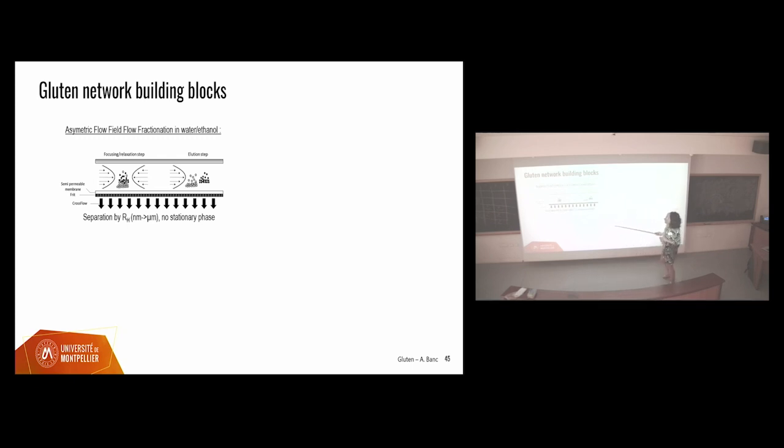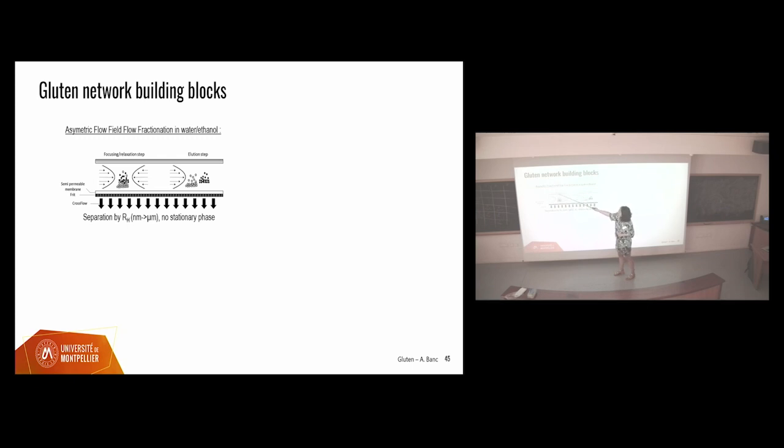The principle is to use a channel that is characterized by a frit on the bottom side and a membrane, which enables a flow of solvent in the perpendicular direction. So we used two flows, a tangential one and a perpendicular one. The tangential one is used to confine the sample laterally and then to elute the sample, and the perpendicular one is used in the focus step first to confine the sample close to the membrane.